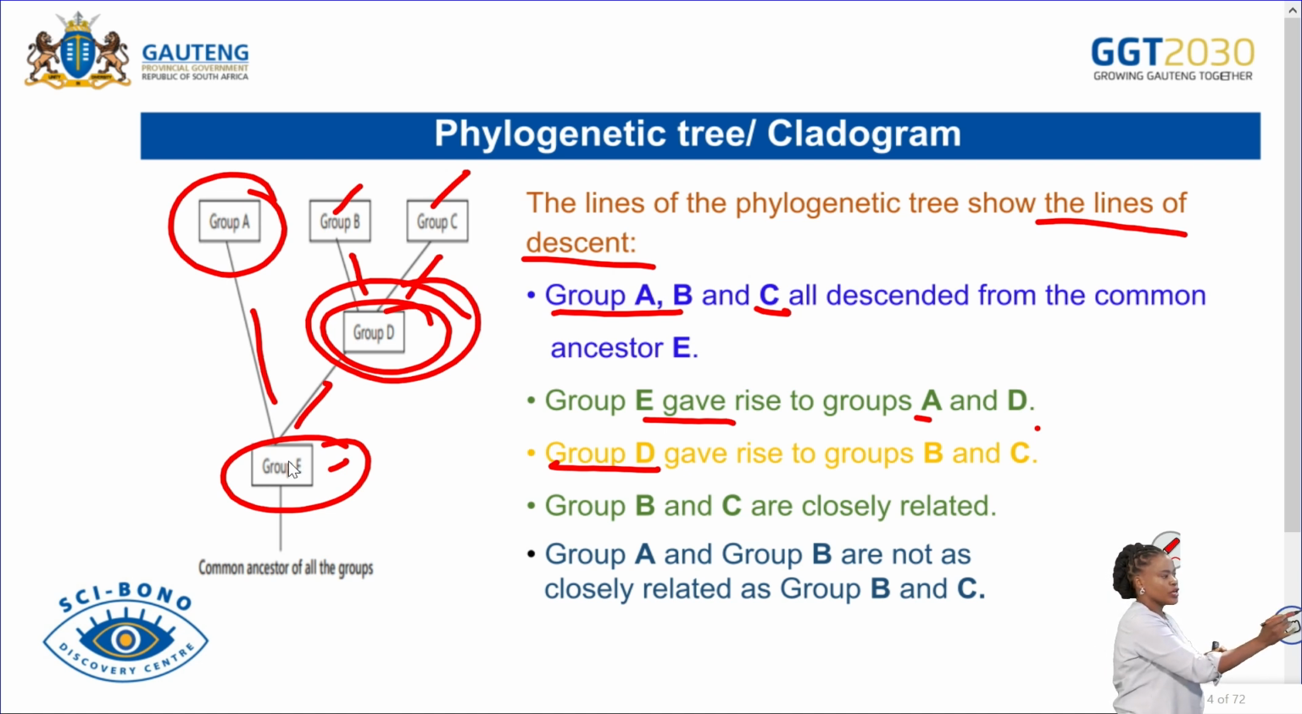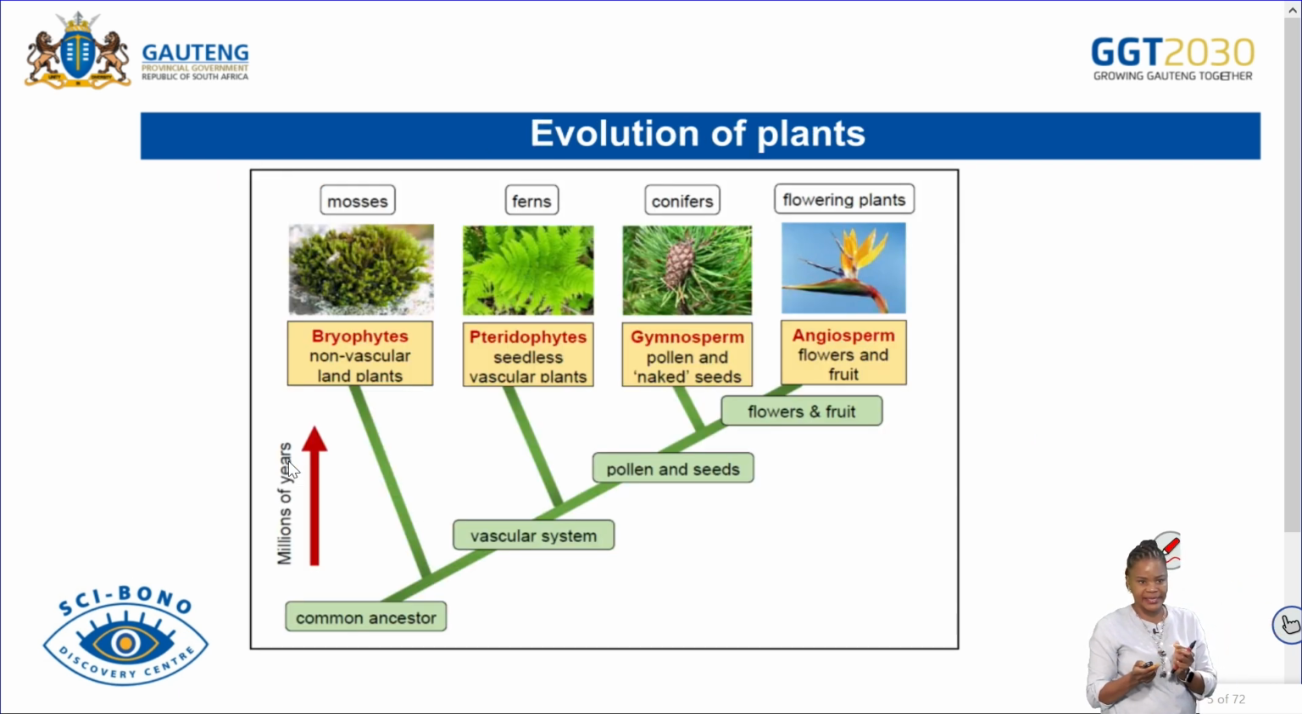And then when we look into Group A and Group B, they are not closely related because they are not from the same group or from the same ancestor. So that's why we have the ones which are closely related and the ones which are not closely related.